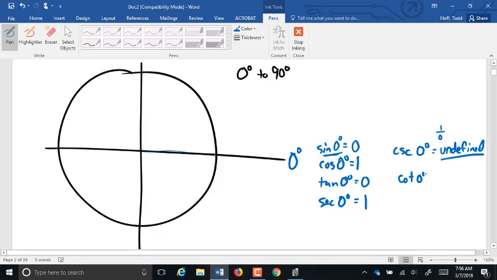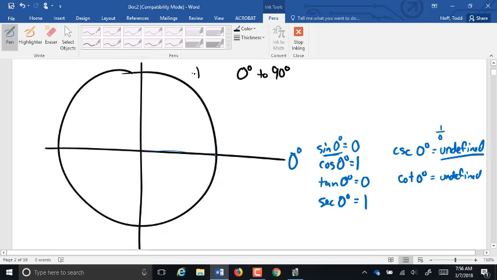Cotangent of 0 degrees. Undefined. Tangent is 0, right? Cotangent is 1 over tangent. 1 over 0, again, undefined.